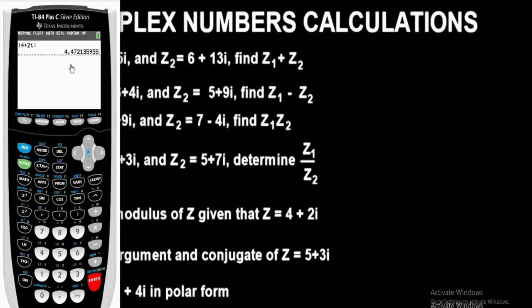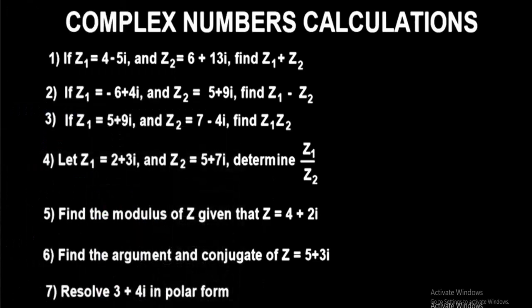So we have it to be what? 4.47. Alright, so this is the modulus of the complex number, or absolute value of the complex number. Alright, so that's it, guys, for this question 5. So let's go back to question 6.